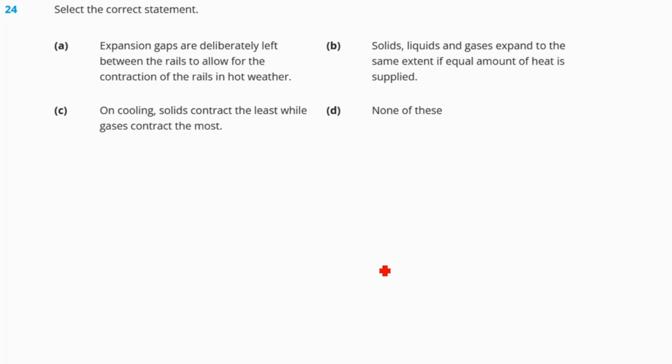Expansion gaps are deliberately left between the rails to allow for the contraction of the rail. No, it is because of the expansion of the rails, not contraction. So this is a wrong statement.